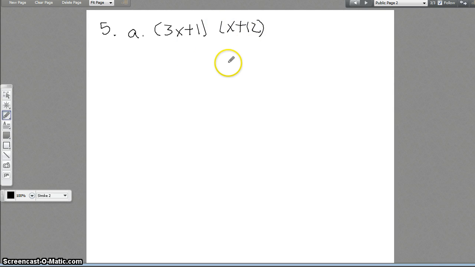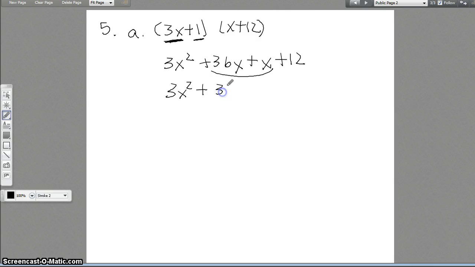I'm going to work this one out just multiplying each term in the first parentheses by each term in the second parentheses. So I'm going to start by multiplying 3x by the second parentheses. 3x times x is 3x squared. 3x times 12 is 36x. Now I'm going to do my second term. 1 times x is just an x. 1 times 12 is 12. I combine like terms. I get 3x squared plus 37x plus 12. So that's the answer for 5A.